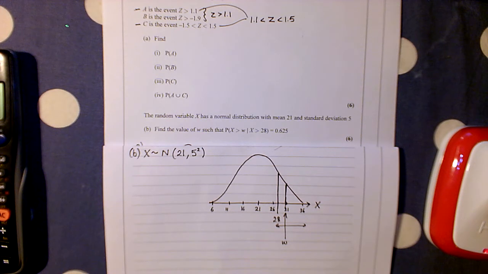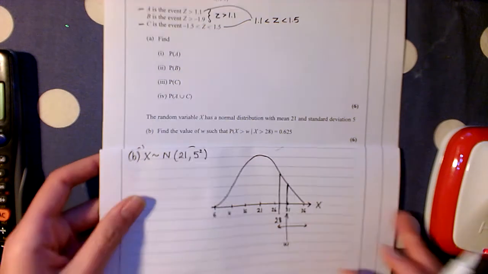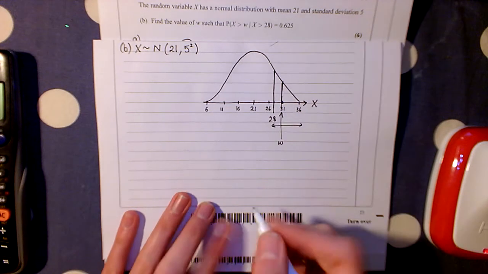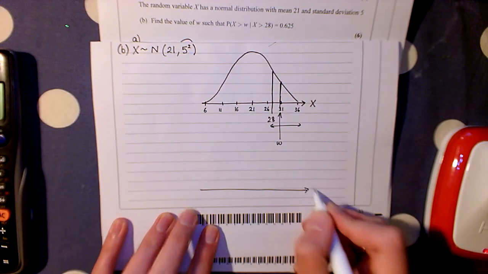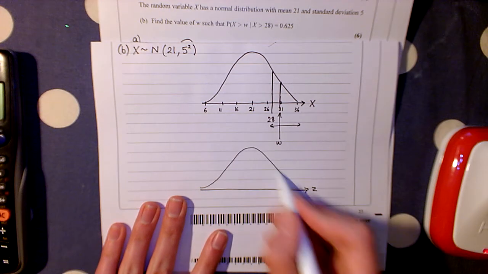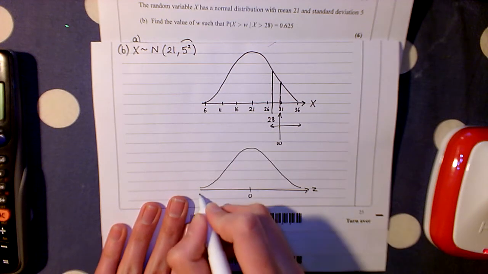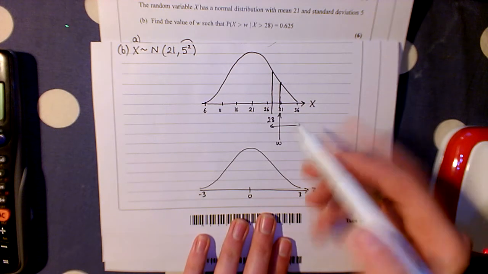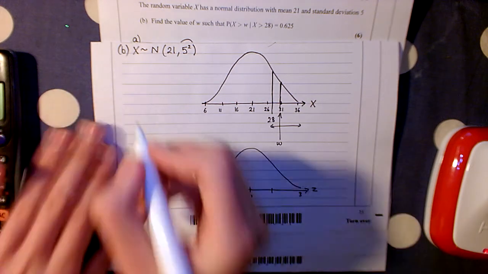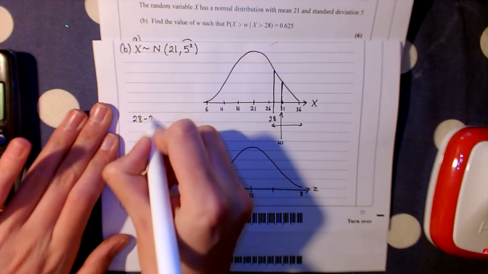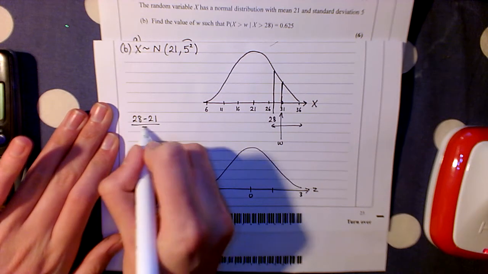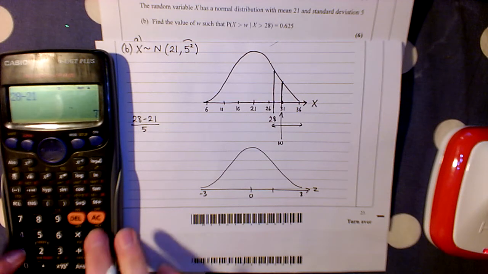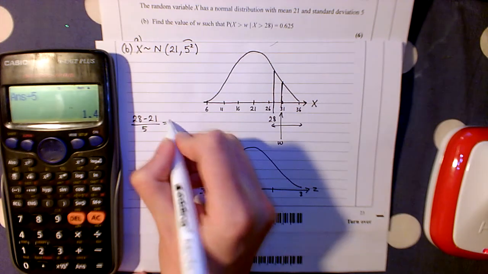So now, how do we actually go on to solve this problem? Well, we can't really do anything with probabilities when we're in X land, so we need to get ourselves standardized into Z land. And the standardized graph works like this. So first of all, I'm going to take my 28 and standardize it. I'm going to standardize it by subtracting the mean, 21, and dividing by the standard deviation of 5. Now 28 minus 21 divided by 5 is 1.4.